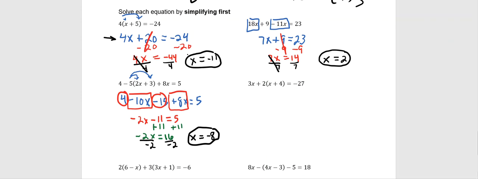So I've worked you through 3 examples, one in which we distributed only, one in which we combined like terms only, so this was DP only, this was CLT only, this was DP, distributive property, and then combining like terms.